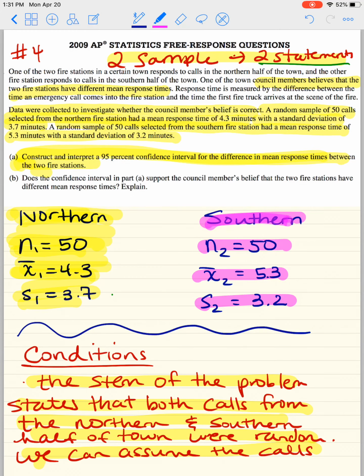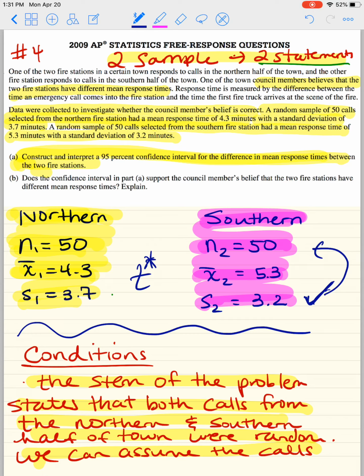So in both cases, the reason why it's S and not sigma is because the standard deviation came from the sample of 50. So that's why it's an S and not a sigma, and anytime we know that there's an S, we're going to do a T. Construct and interpret a 95% confidence interval for the difference in mean response times between the two fire stations.